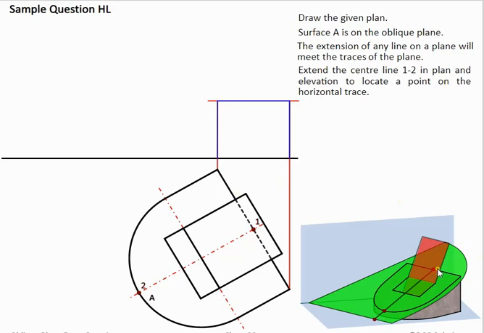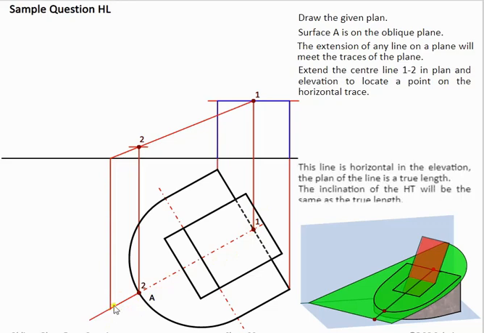Basically what we're looking at here is, if we take a center point here, line 1, 2, extend that line until it hits the ground, it'll help us to find where the horizontal trace is. So what we're doing here is this line here extended onto the ground. So if we've extended it onto the ground, hit the XY line here, bring it straight down and extend 1, 2 in plan. This gives us a point on the oblique plane. Now what we should notice here is, because this line here is horizontal and contains the actual plane, that means it's horizontal in elevation.